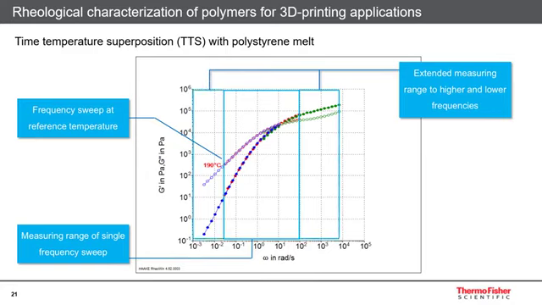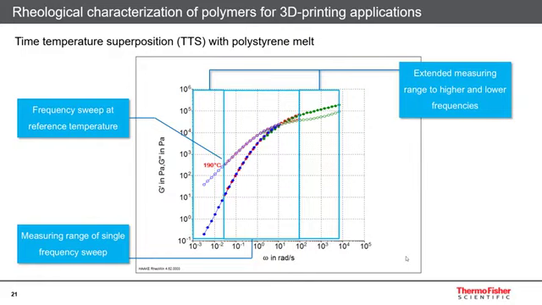By using the TTS principle, it is possible to obtain rheological data over a much wider frequency range compared to a single frequency sweep experiment. The resulting master curve now contains viscoelastic data over almost 8 orders of magnitude in frequency. The master curve can be divided again in 3 regions.